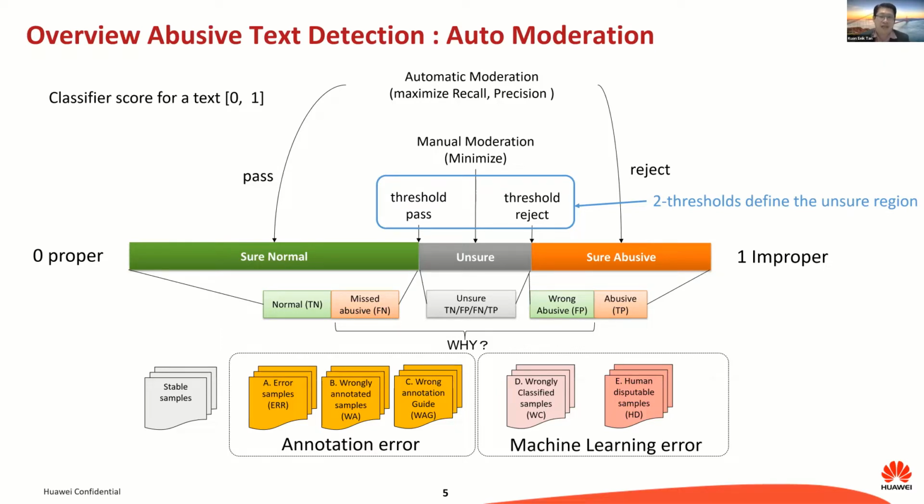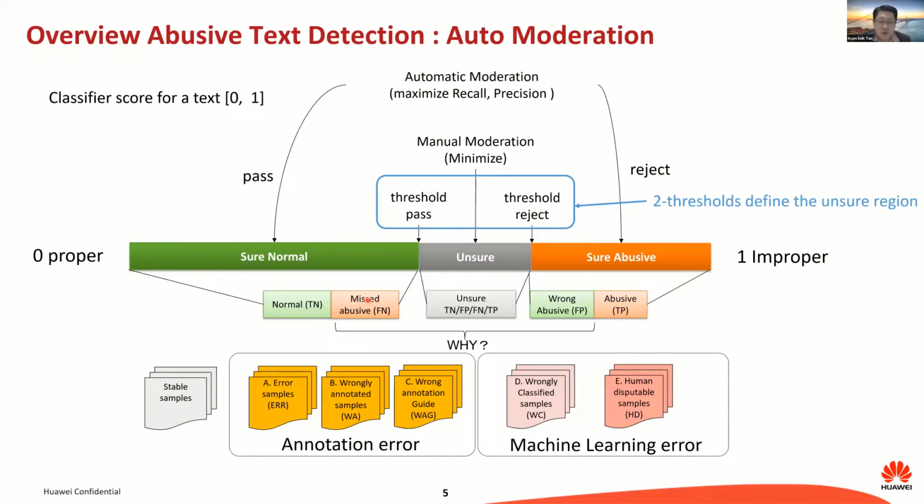To put it in technical terms, when we talk about automatic moderation, we are building a system that could classify this multilingual text. Our goal is to reduce the unsure portion, which is the part that involves manual moderation by moderators. And we would like to maximize the sure regions, which could be either normal or abusive.